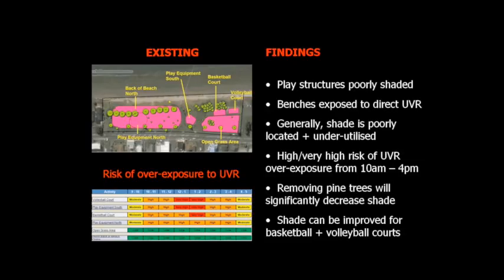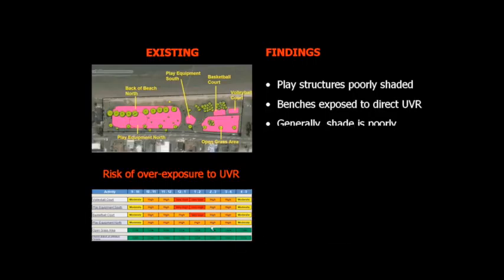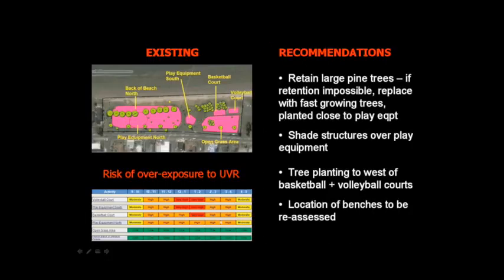Our findings were that the play structures were poorly shaded, that a lot of seats were exposed to direct UV, and generally the shade wasn't well utilised, with high risks between 10 and 4. We also were able to show that removing the pine trees would substantially decrease the shade, and that shade could be improved in other areas. We recommended that we retain the pine trees if possible, and if not, that they be replaced with fast-growing trees, that we put shade structures over the play equipment with some more tree planting, and reconsider the location of the benches.